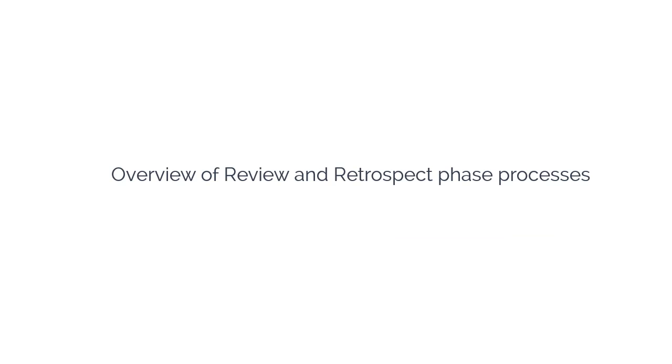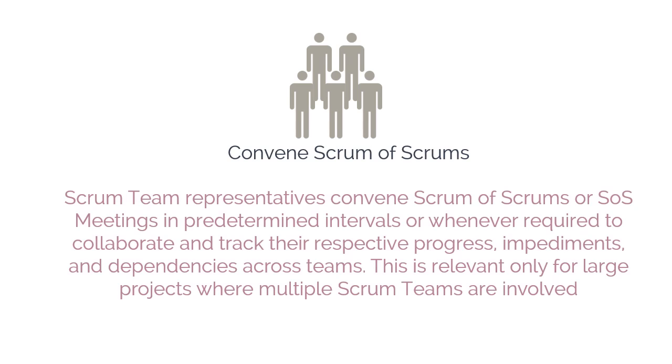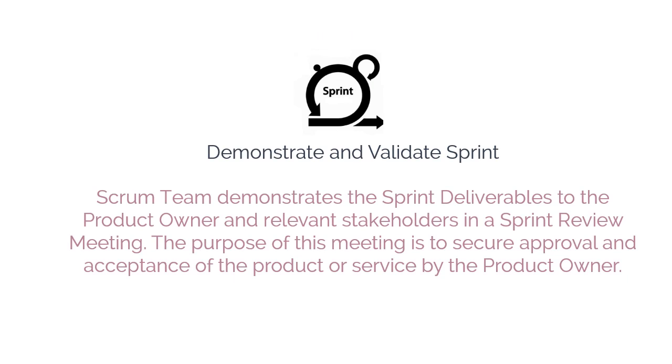Moving on. Let's now have an overview of the review and retrospect phase processes, which are as follows. First of all, we will be talking about convene Scrum of Scrums as the first process. In this process, Scrum team representatives convene Scrum of Scrums, or SoS meetings, in predetermined intervals, or whenever required, to collaborate and track their respective progress, impediments, and dependencies across teams. This is relevant only for large projects where multiple Scrum teams are involved.